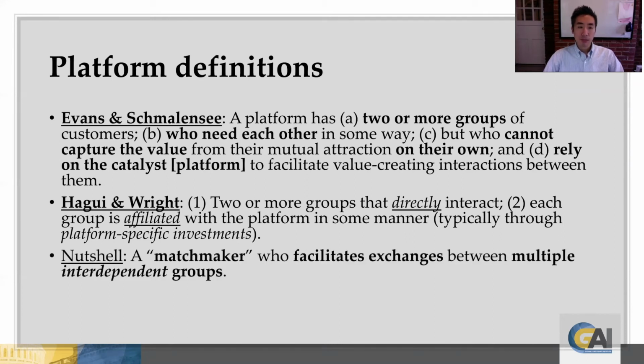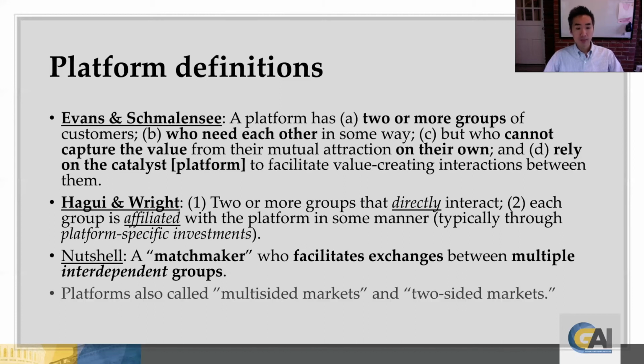So in a nutshell, and this is a term that Evans uses often, a platform is a matchmaker who facilitates exchanges between multiple interdependent groups, right? So it's not just random groups on the street that, hey, why don't you guys exchange? There has to be a common interest, a desire to exchange. But there are some frictions, as the first definition stated, that can hinder them just getting together on their own, or at least on the scale that can unlock a lot of value. So this matchmaker brings these two groups together on the platform, at least the virtual platform. It doesn't physically have to be a platform, although it can be.